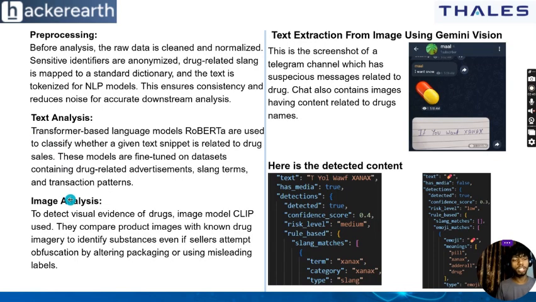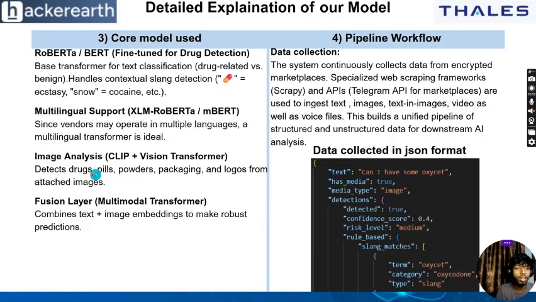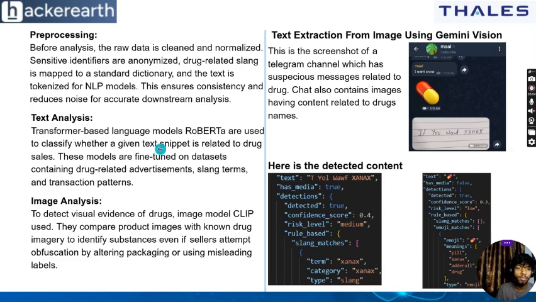Then comes the image analysis, the fourth step, to detect visual evidence. If there is any visual evidence of drugs in the group, as I have explained before, that is drugs, pills, powders, packaging, and logos from the attached images, it can be detected using the CLIP model. Then comes the text extraction from images using Gemini Vision. If any text is written in an image, it can be extracted using Gemini Vision.